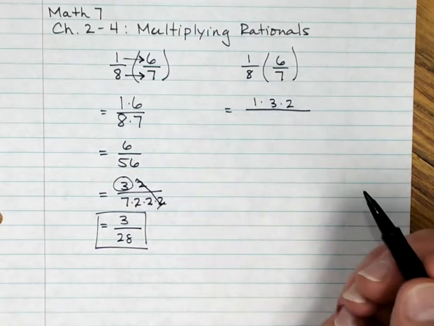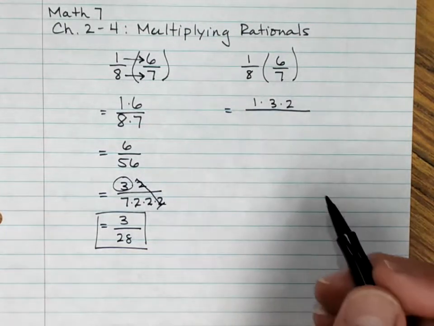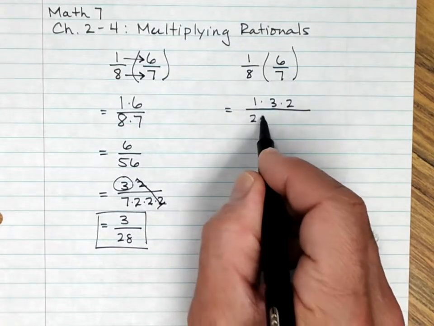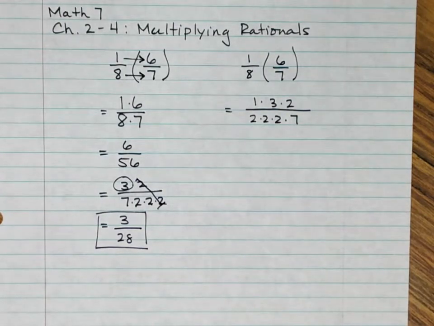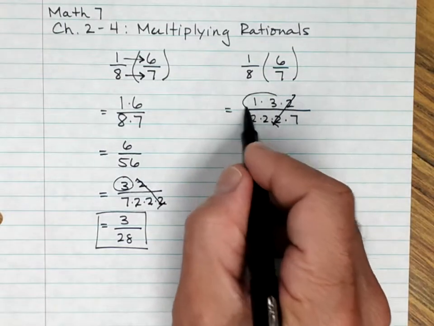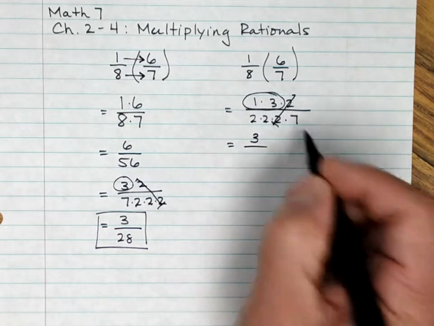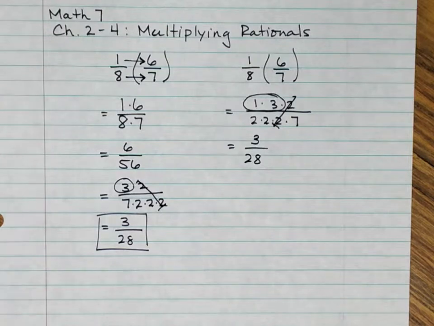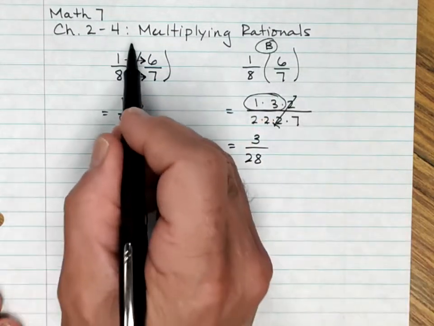And just so you know, we really don't need to put that 1 there, but I do that because when I don't, students wonder where it went. Now my denominators are 8 and 7. So 8 is 2 times 2 times 2, and 7 is prime, so it's just 7. 2 over 2 is 1. 3 times 1 is 3. 2 times 2 is 4. Times 7 is 28.